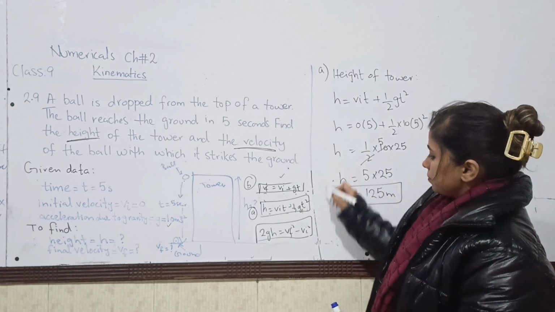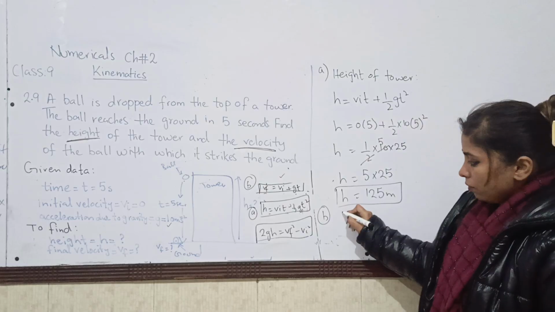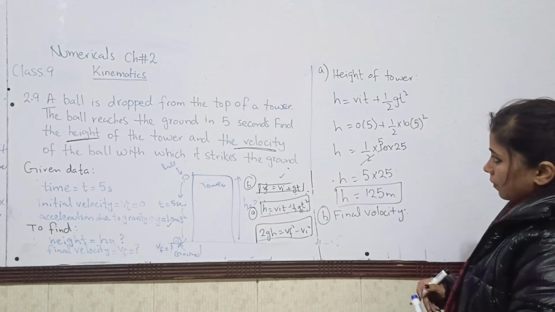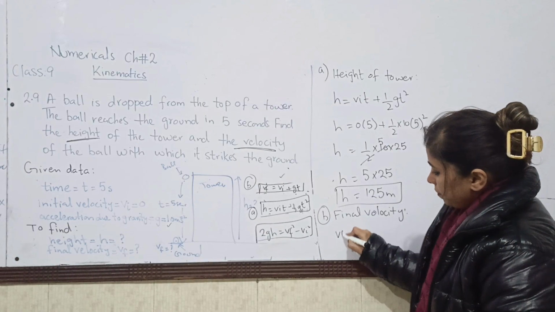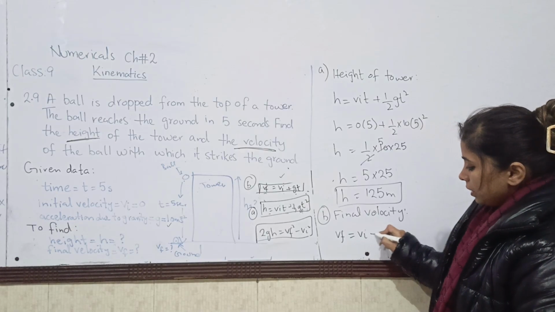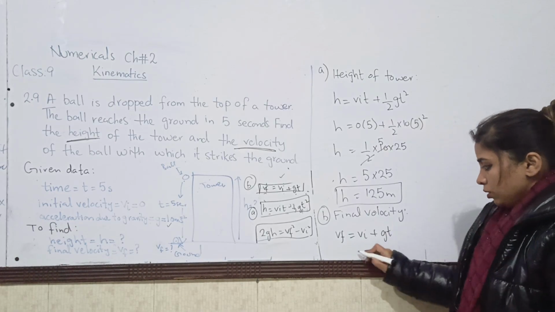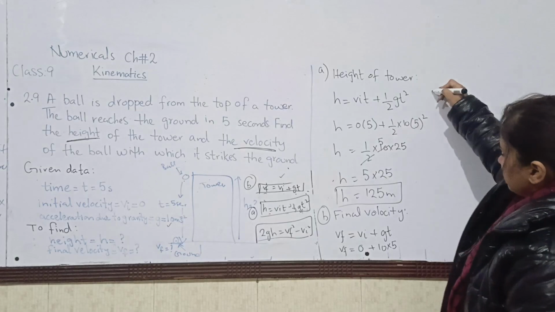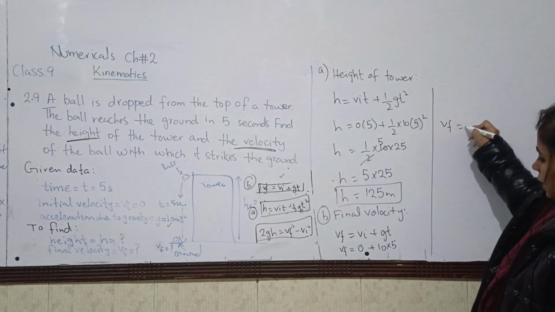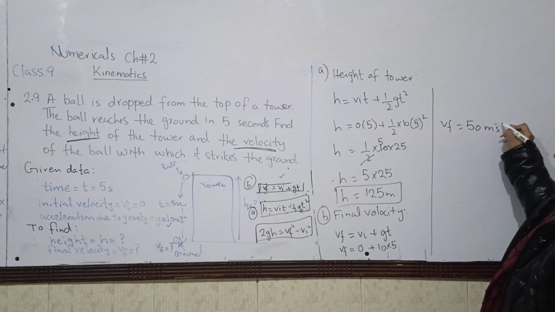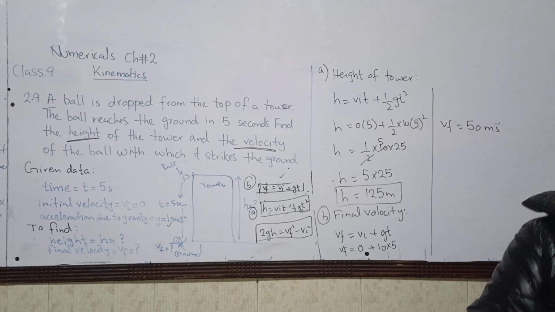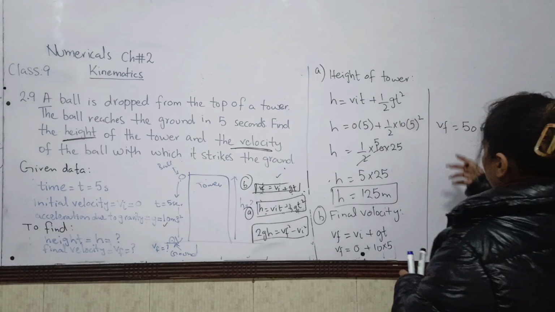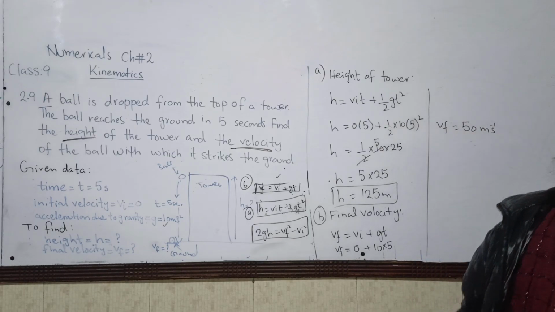Now the second part is the final velocity. That is vf. First equation, vf is equal to vi plus gt. So vi is 0, g is 10, and time is 5. vf is 50 meter per second. Student, this is your answer. vf is 50 meter per second.